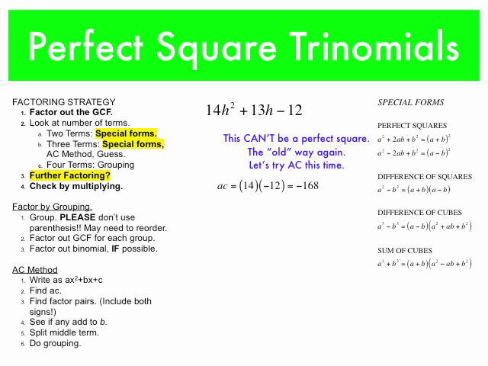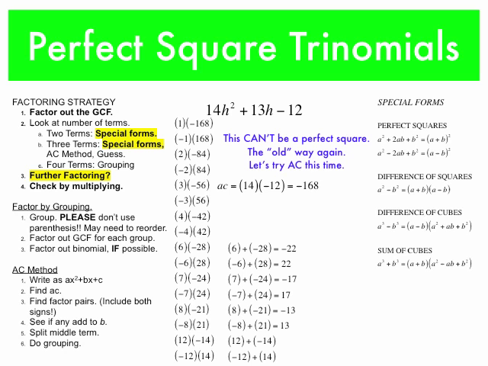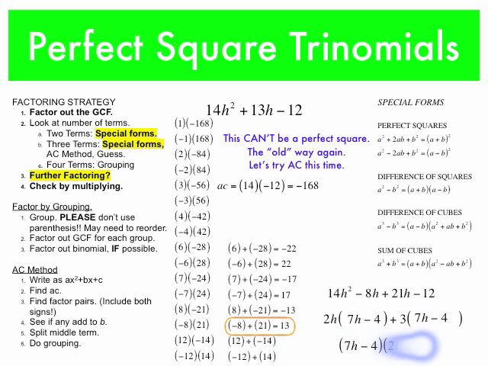A times C is negative 168. Those are all my factors of negative 168. I finally found one that gave me 13. That tells me how to split the middle term. Now I'll do grouping. Factor 2h out of the first pair, I'm left with 7h minus 4. Factor 3 out of the second pair, I'm left with 7h minus 4. So I have 7h minus 4 times 2h plus 3.